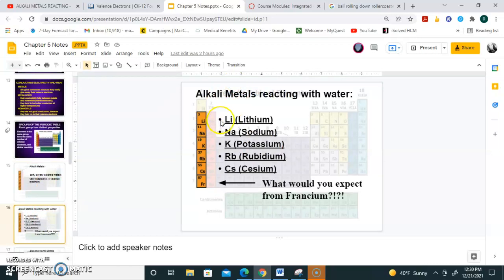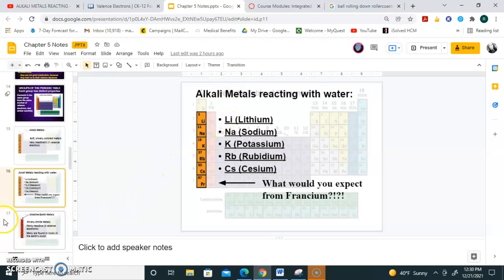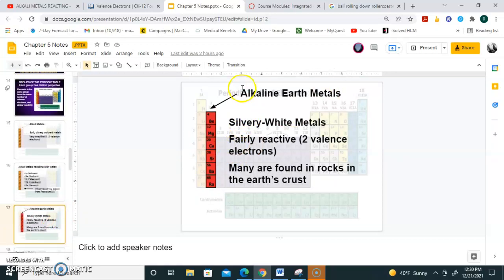Moving on to group number 2 now. Group number 2 is the alkaline earth metals, as you can see here, highlighted in red on the periodic table. Because these elements are all in group 2, they all have 2 valence electrons. They are fairly reactive. They are not as reactive as the alkali metals, but they are still fairly reactive, meaning that they are willing to give away those 2 valence electrons in order to achieve their octet.